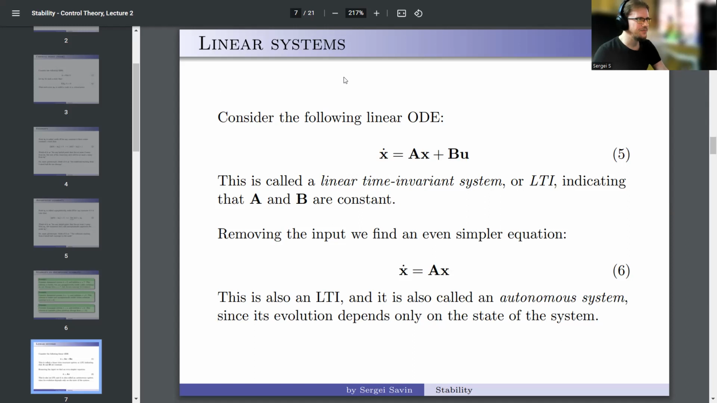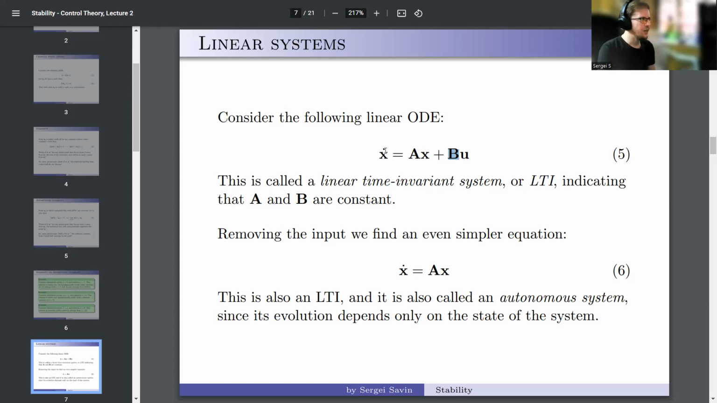Relatively simple. Okay, so consider the following linear ODE. It is a familiar ODE, we already saw it before. x dot equals Ax plus Bu. u is, remember, the input. We call it a linear time invariant system, or LTI. This indicates that A and B are constant matrices. LTI, linear time invariant, is just a useful thing to remember. You're going to mostly work with LTIs in this course. A little bit of something else at the end, but mostly LTIs.